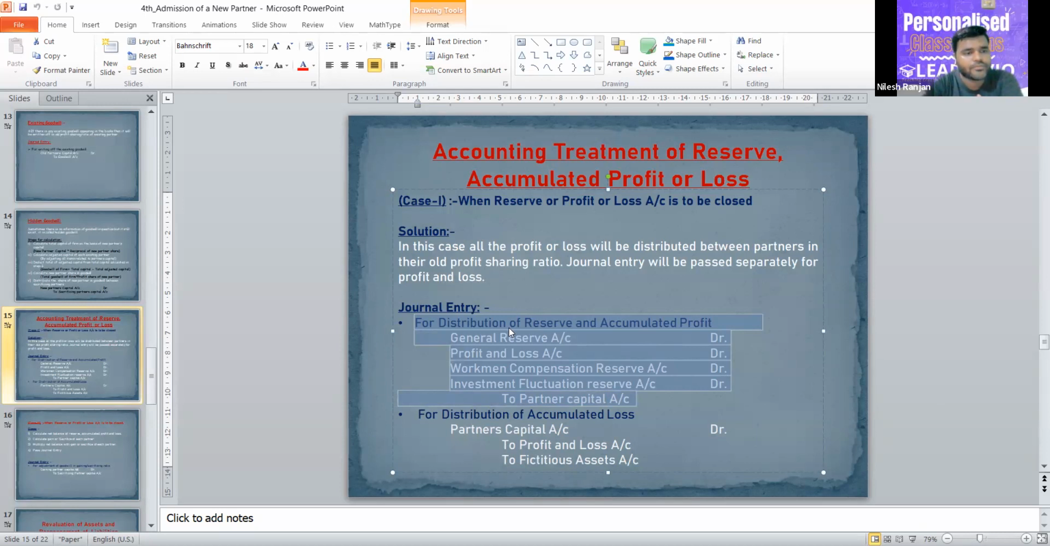Yes, sir. So you can see here the solution. In this case, all the profit or loss will be distributed between partners in their old profit sharing ratio, and a journal entry will be passed separately for profit and loss. So we have to pass two journal entries, one for profit if it is given in the question, and one for loss, if any.